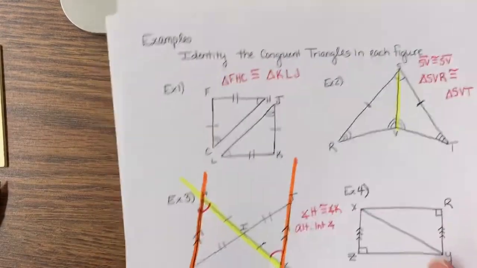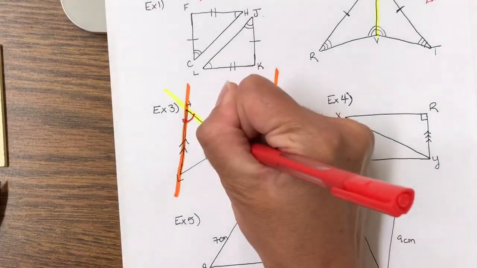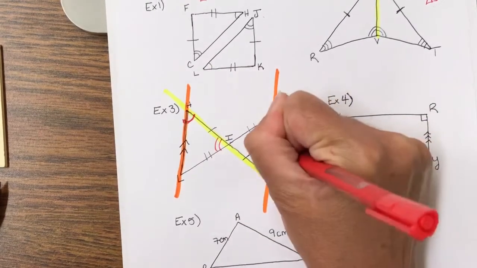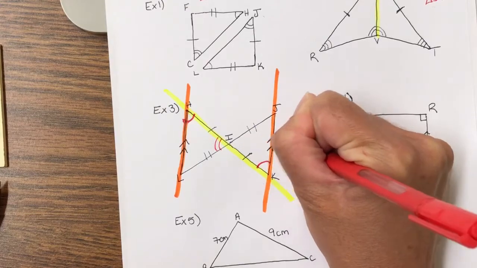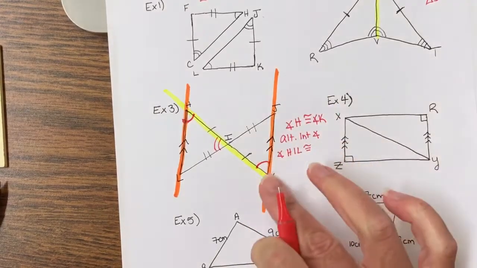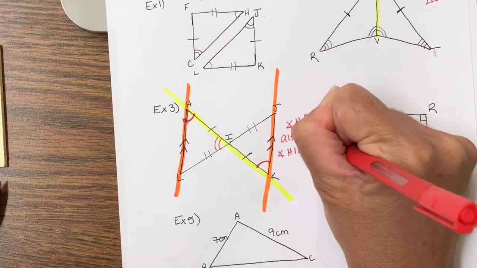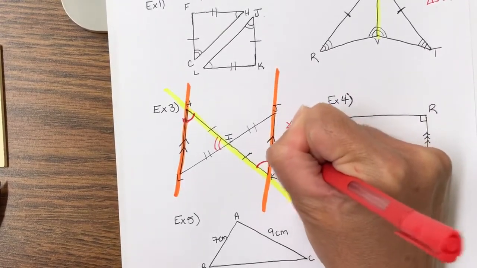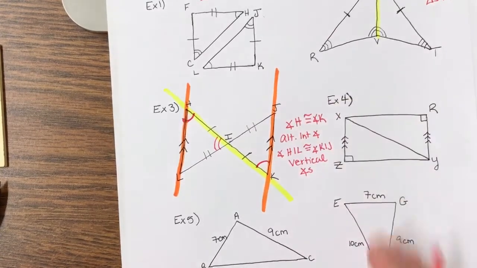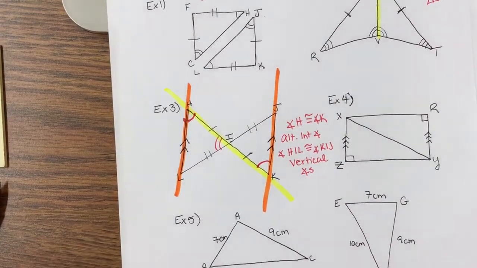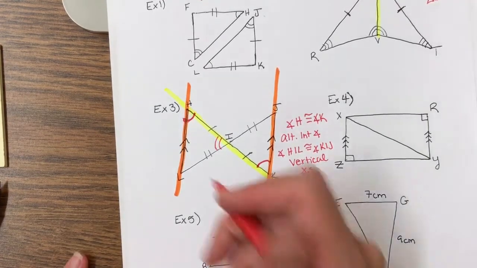Okay, so then now we said vertical angles a second ago. So angle HIL is congruent to angle KIJ because of vertical angles. Vertical angles are congruent. And so then now I have enough probably with my angles that are marked to make my triangle congruency statement.